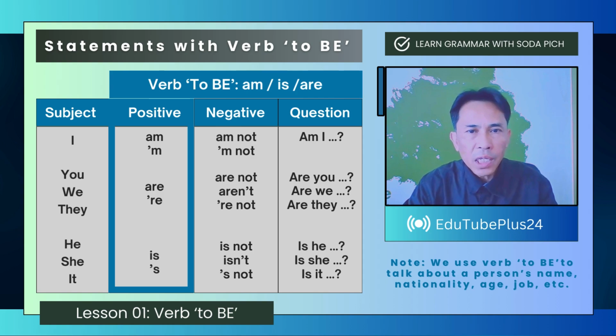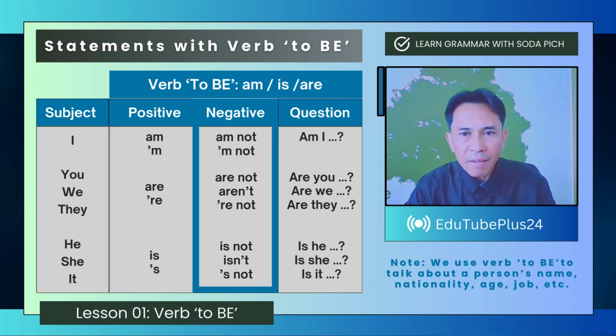And for he, she, and it, we have to use is. Now, when we say he is, she is, it is, we can shorten it and we can say he's, she's, or it's. Okay, but how do we make it negative though?